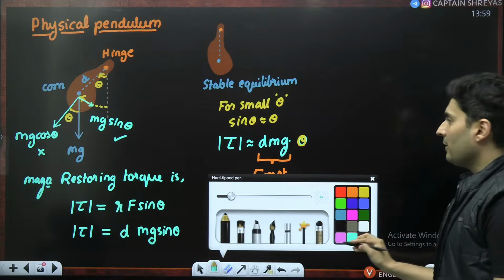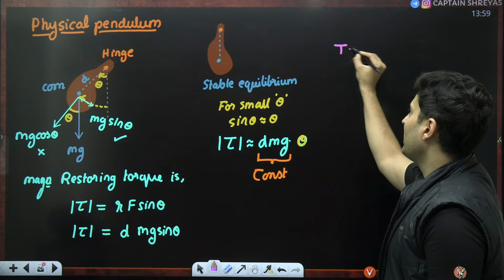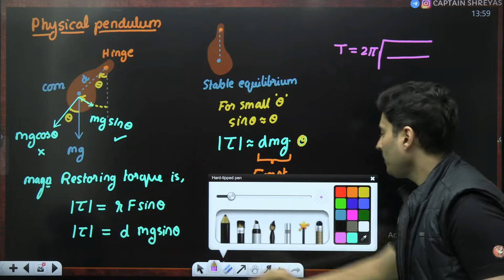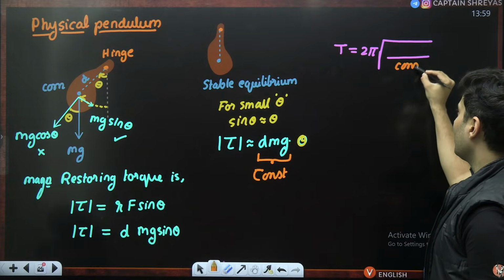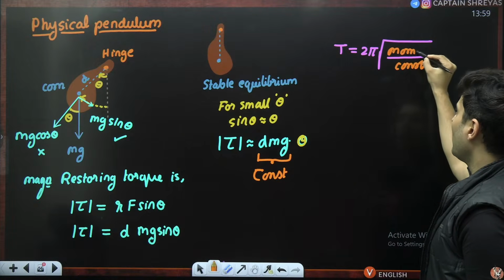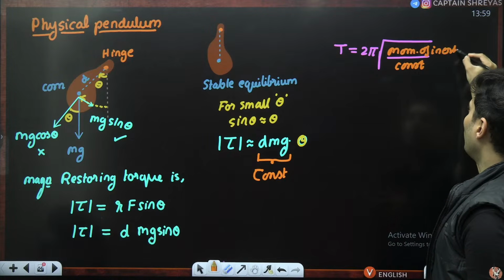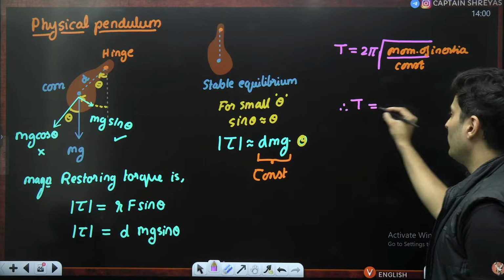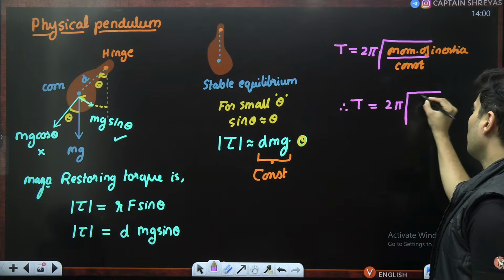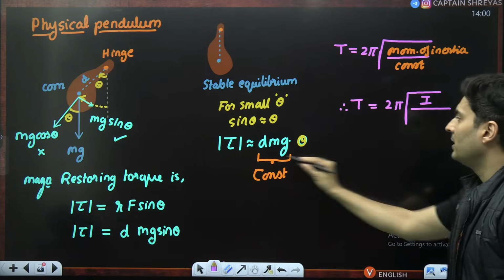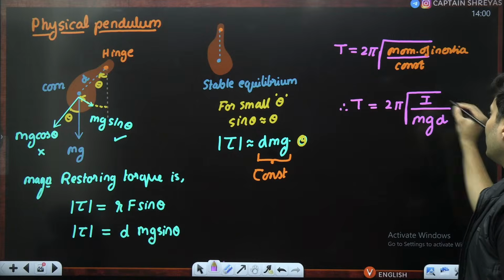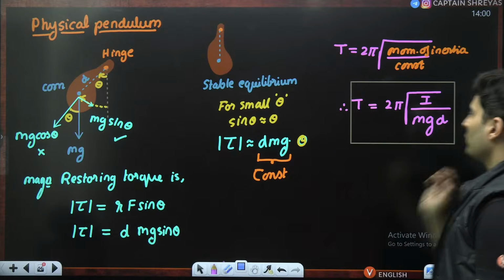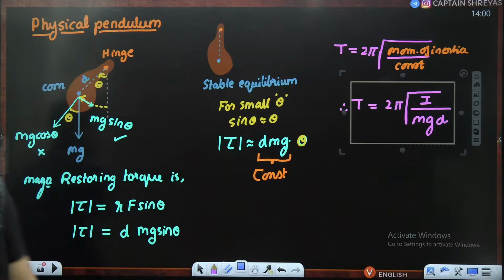Obviously, then I will get the value of the time period. So the time period will be 2 pi under root, whatever that constant comes will come below, and here you will have moment of inertia on the top. So therefore, the time period of this physical or compound pendulum will be 2 pi under root moment of inertia divided by constant, which is mgd. This is the answer. Again, this is something which you have to remember. 2 pi under root I by mgd.